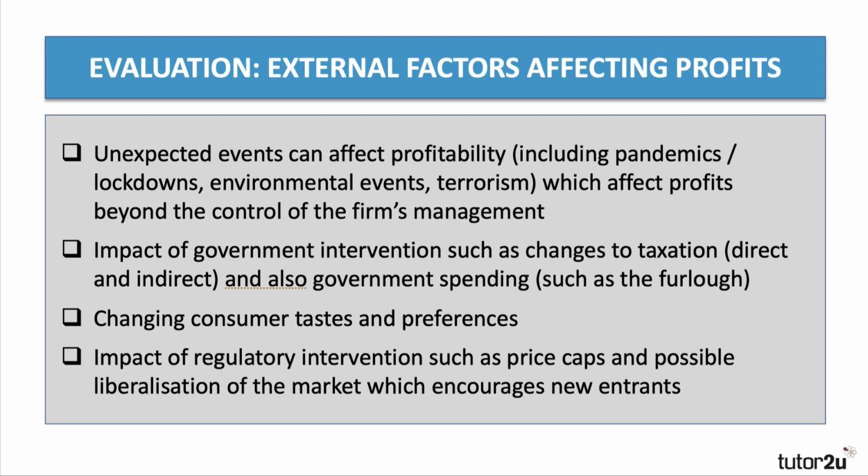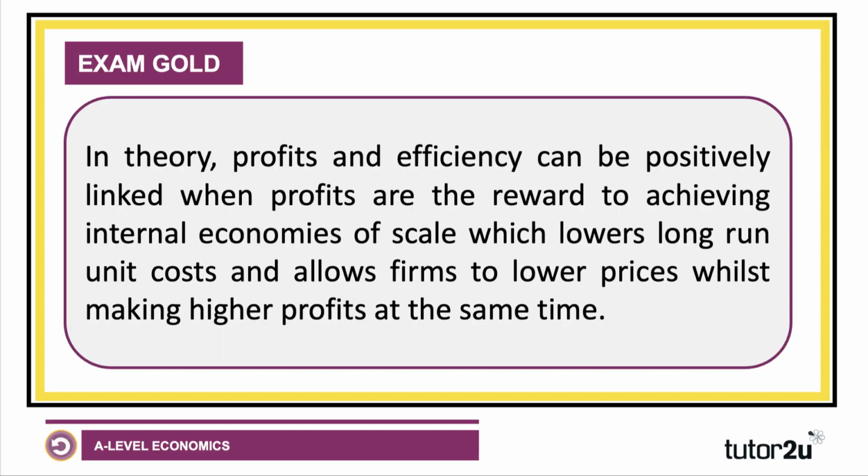So, rounding up, in theory, profits and efficiency can be positively linked when profits are the reward to achieving significant internal economies of scale. Those scale economies, can you visualize the diagram? They bring down long-run unit costs, they bring down the average cost, they allow firms to bring their prices lower whilst making higher profits at the same time.